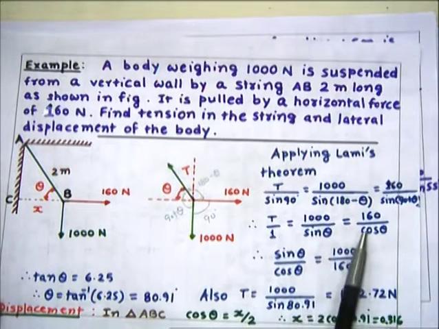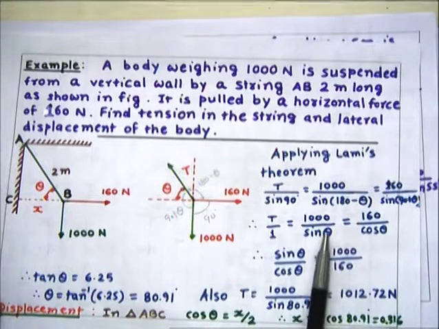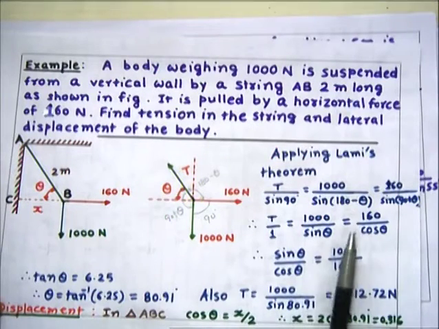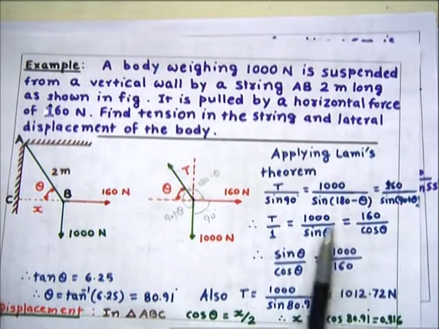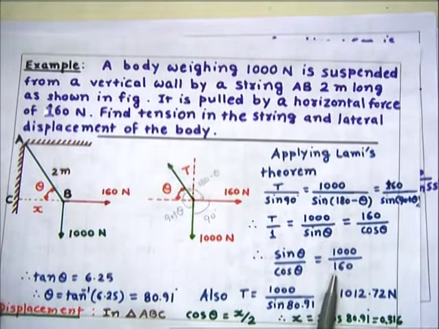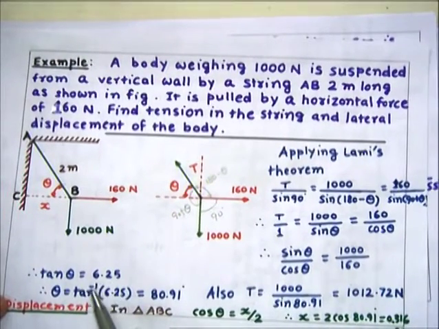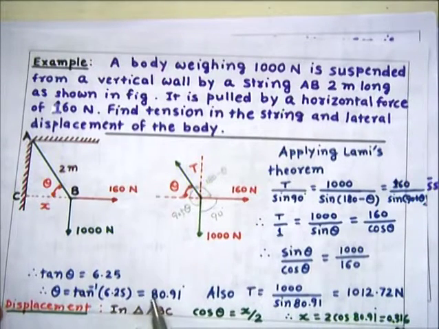And then we have these three ratios, this equal to this equal to this. So considering the last two equalities, and writing sine in the numerator instead of the denominator, sine theta divided by cos theta is equal to 1000 divided by 160. Sine theta by cos theta is nothing but tan theta, so tan theta is equal to 6.25. So theta will be equal to tan inverse of 6.25, which gives angle theta as 80.91 degree.